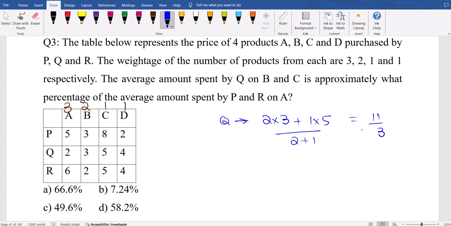That amount is what percentage of the amount spent on P and R on A. P on A and R on A. So 3 into 5, this is 3 into 6. P on A, R on A also. 3 into 6, divide by 3 plus 3, which will be 11 by 2.